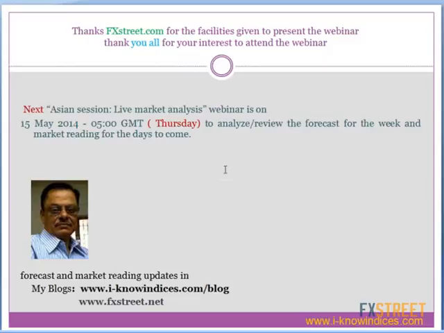Because this time we'll come across more and more of trending moves on the downside. Then a little good, huge volume on the daily on USD CHF and USD CAD.